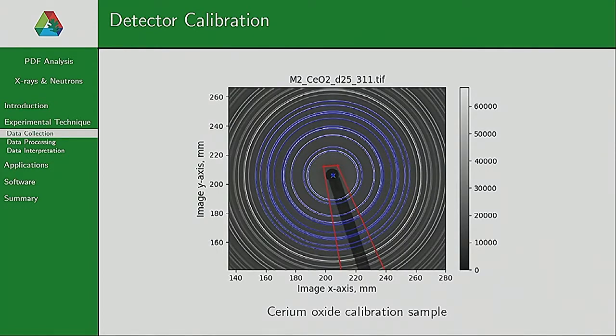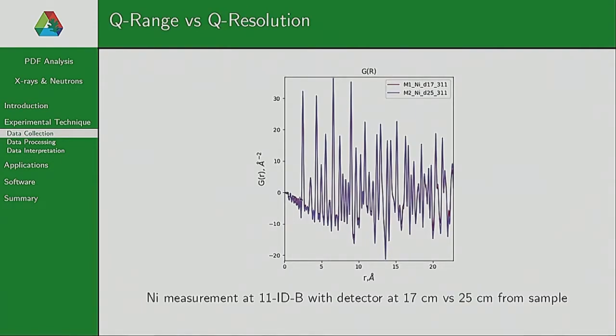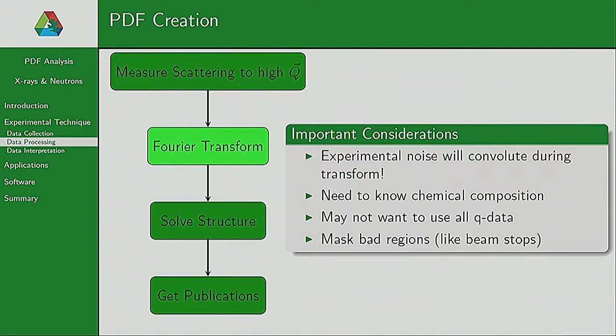This I already mentioned, and so this is what I mentioned about the different distances. This is 2 nickel samples. One is a distance of 17 centimeters, and the other one is a distance of 25 centimeters. And you are able to see the red and the blue peaks, right? So that is a change in resolution you obtain.